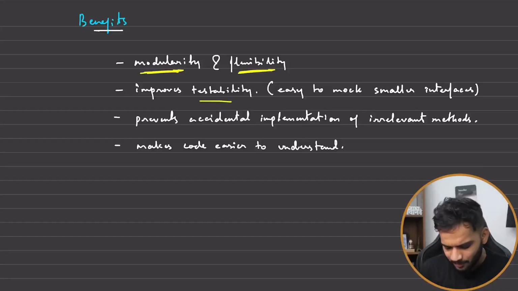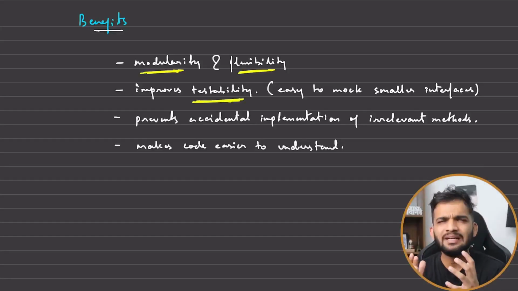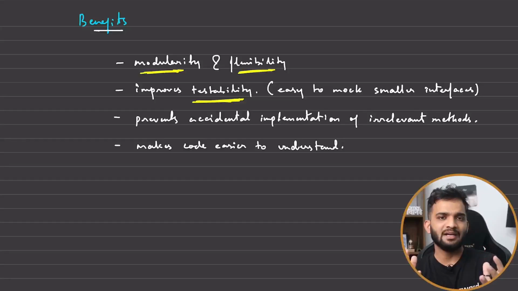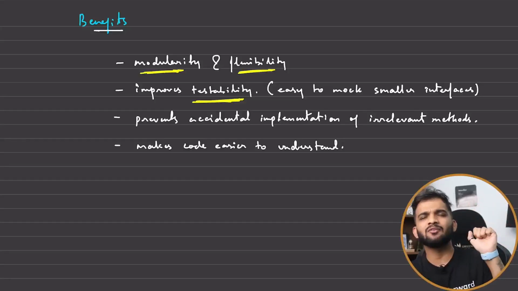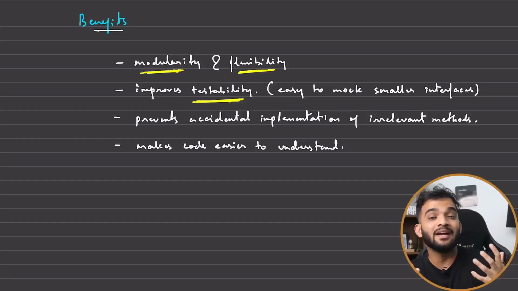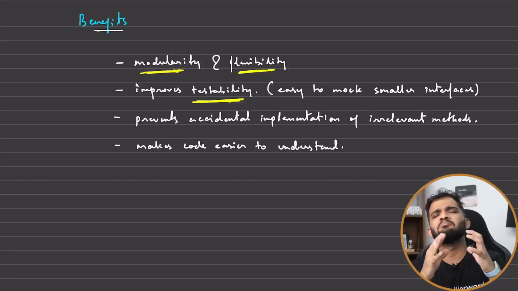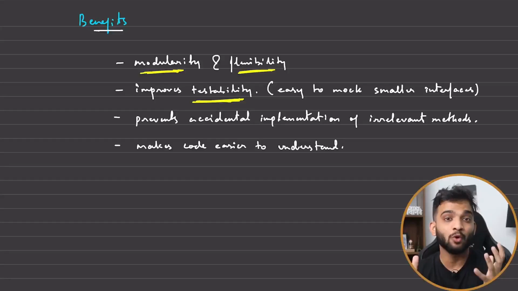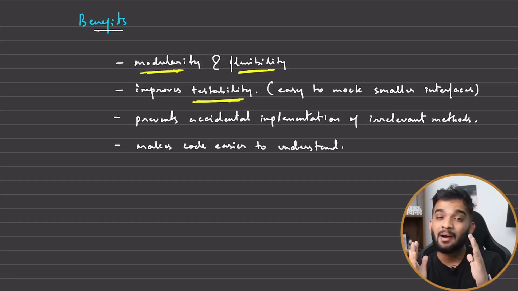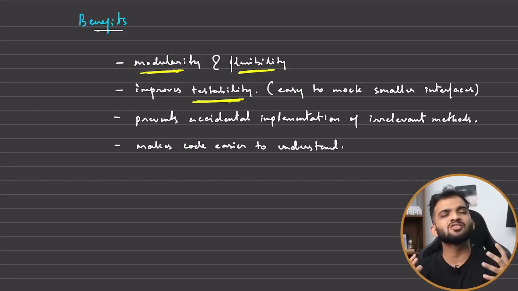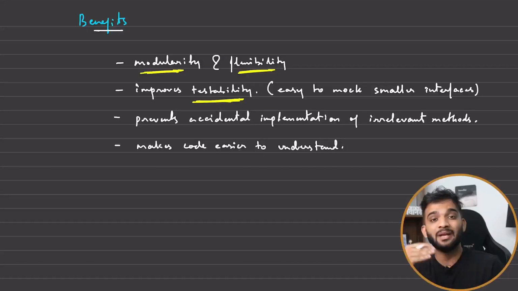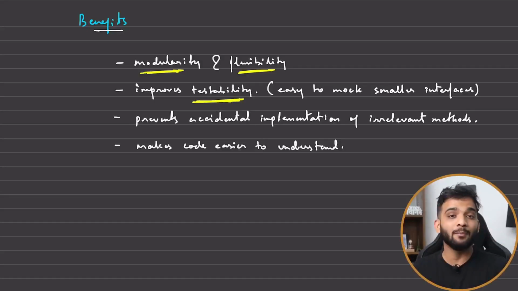Improves testability. Now, because the interface has limited functionalities, for a single interface, it will be easier for me to write unit tests and to test it. If the interface has multiple functions and it is bloated, writing unit tests might be a nightmare because I'll have to test so many functions inside it. And eventually, if something changes or something breaks, it's going to be even tougher for me to understand where the issue is. So, improves testability.